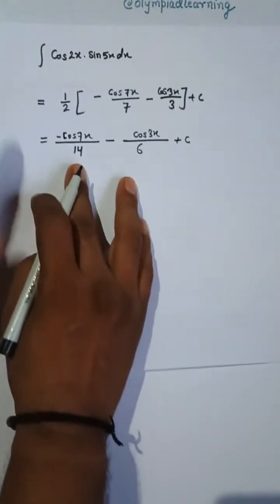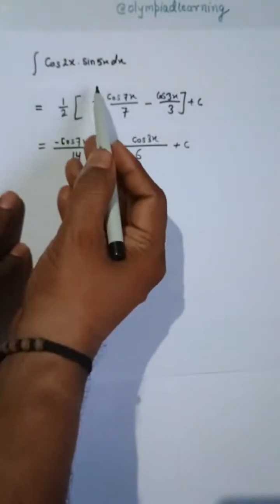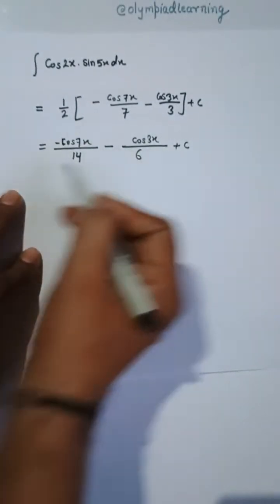cos 2x sine 5x, the integration of cos 2x sine 5x is having this solution.